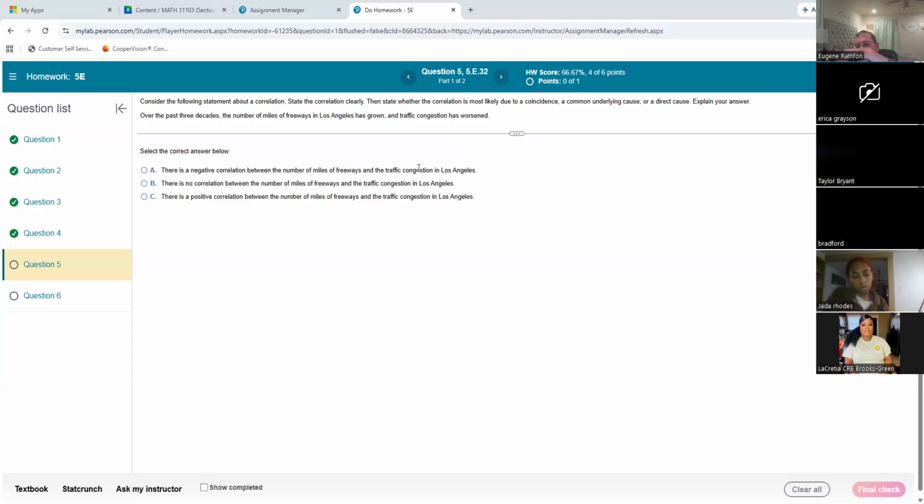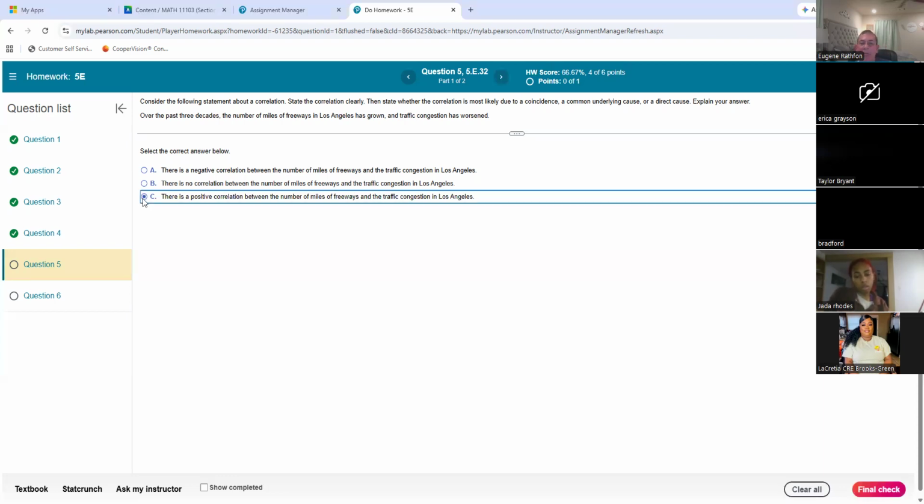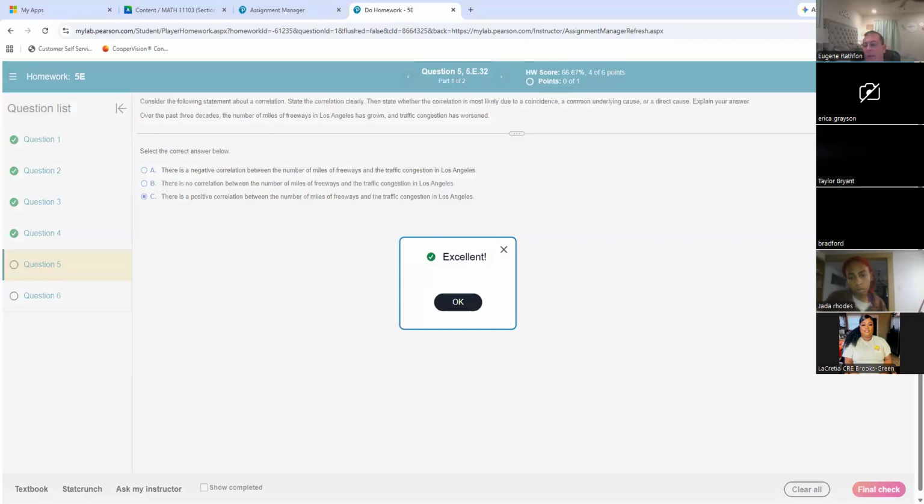So that would mean as the miles went up, congestion lessened. But y'all, that hasn't happened. We're getting worse on the traffic. So this one's saying there's no correlation. And this one says there's a positive correlation between the number of miles and the traffic congestion. Since the number of miles increases, the traffic congestion is increasing or worsening. So y'all, that's got to be positive on that one, okay?